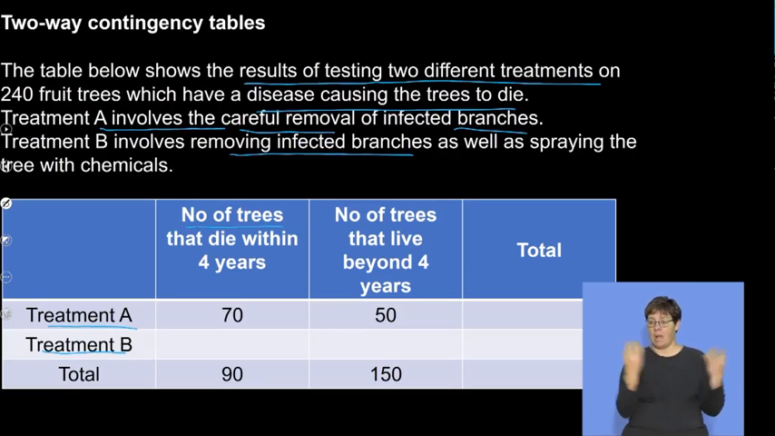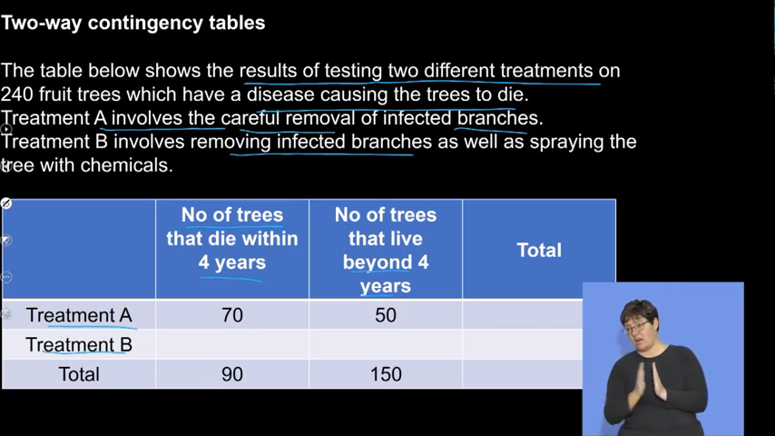Then the number of trees that die within 4 years. How many trees die within 4 years? Then also, the number of trees that live beyond 4 years. Are we all together? We can see treatment A there, we have 70 trees that die within 4 years. The number of trees that live beyond 4 years is 50. And treatment B, nothing recorded.